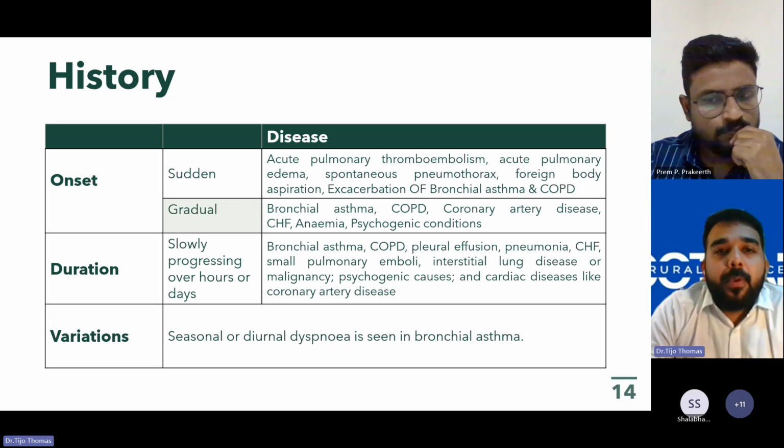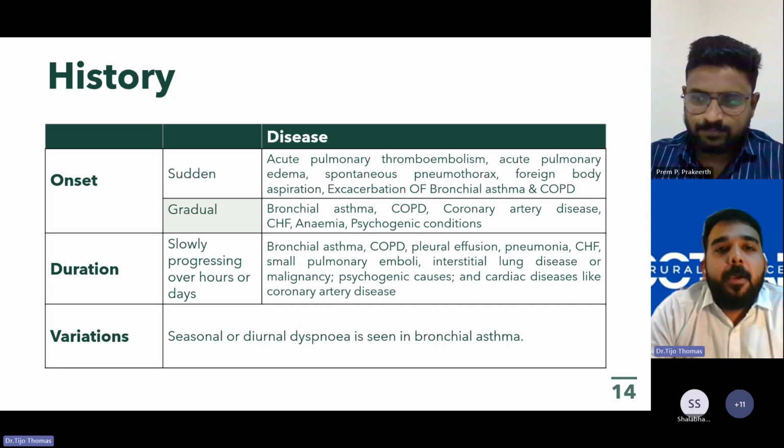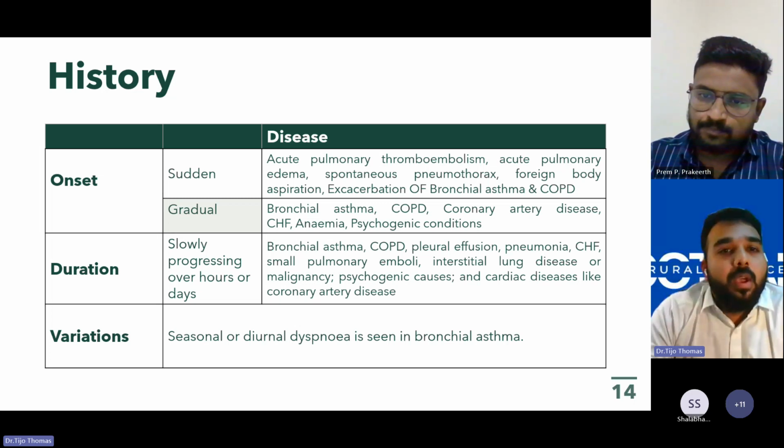In pulmonary thromboembolism, if you could pick up from the ECG an S1Q3T3 waveform and all that, it will be better to refer. Similarly, in pneumothorax, if you could do a needle thoracostomy, it can be life-saving. Foreign body aspiration, if you can hear the stridor and you think there's a foreign body, if you can do Heimlich's maneuver and dislodge the foreign body, it will be life-saving as well. So these are things which we need to attend to immediately.